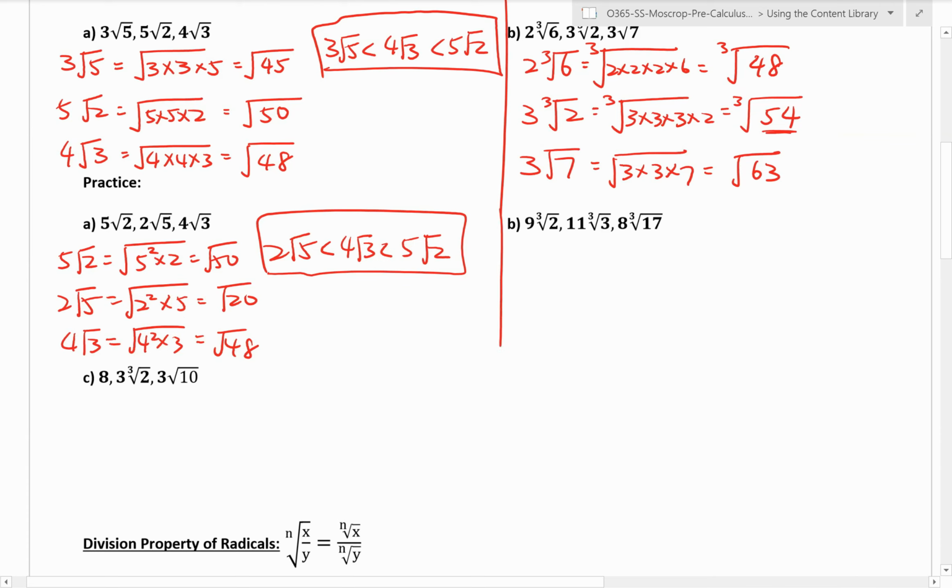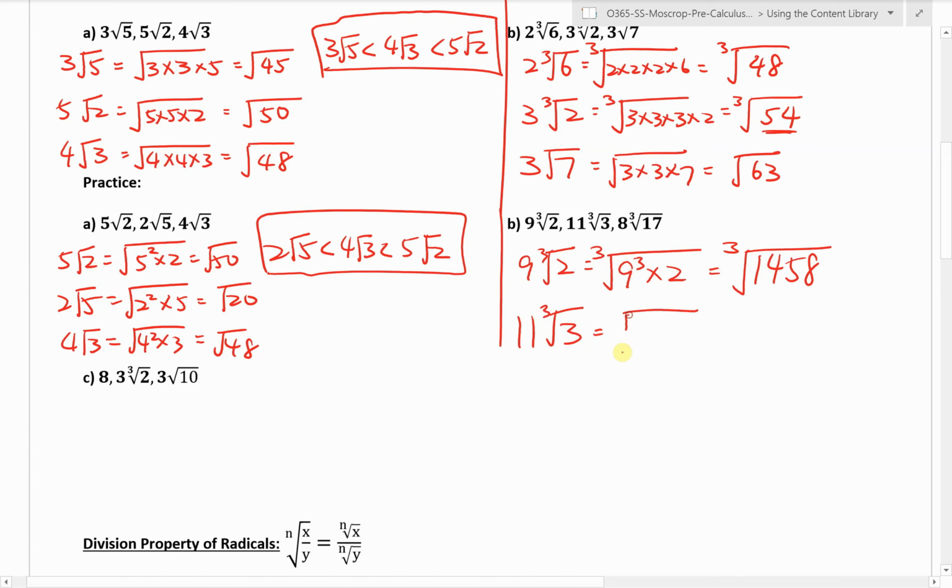Second one, so now it's cube root. So this is going to be the cube root of 9 cubed times 2. Okay, now that's a huge number. I have no idea what this is. I gotta pull out my calculator here. So 9 times 9 times 9 times 2 is 1458. Okay, now don't worry about it. Like I said, your test will be done without a calculator. I will not give you such a big number, okay?